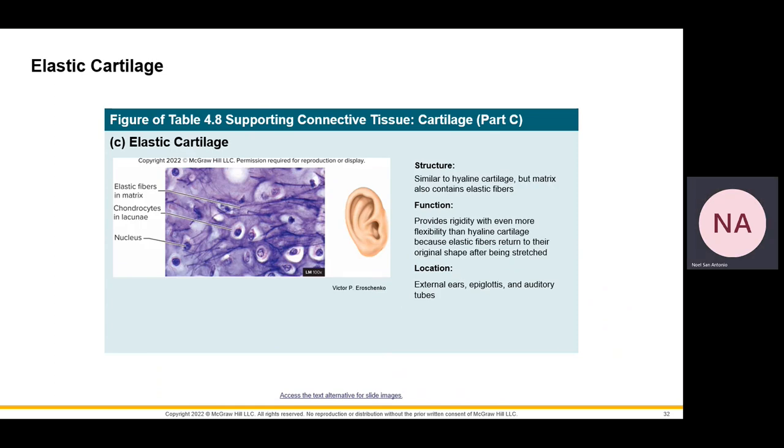Then next, you have your elastic cartilage. Elastic cartilage is also similar to hyaline cartilage, but the matrix contains more elastic fibers, just like what you see in the picture. It can provide rigidity, but it has greater flexibility than the hyaline cartilage, because again, of a greater amount of elastic fibers. So therefore, tissues or organs that are composed of elastic cartilage are able to return to their original shape after being stretched. They are found in the external ears, in our epiglottis, and in our auditory tubes. So those are the three types of cartilage in the body.